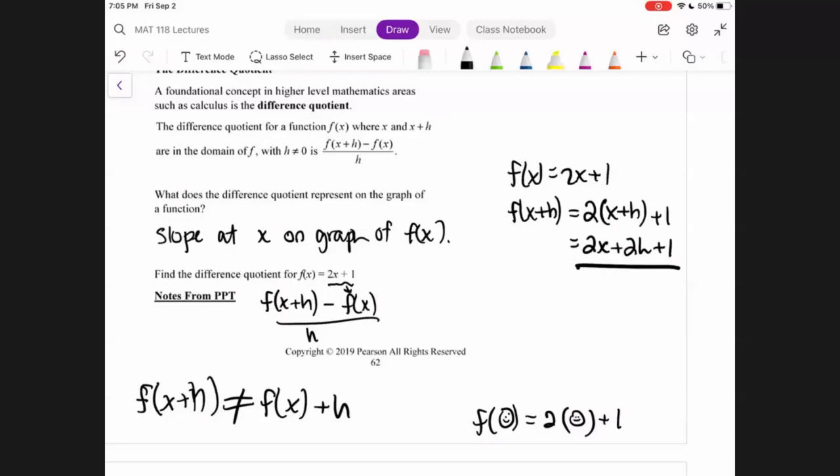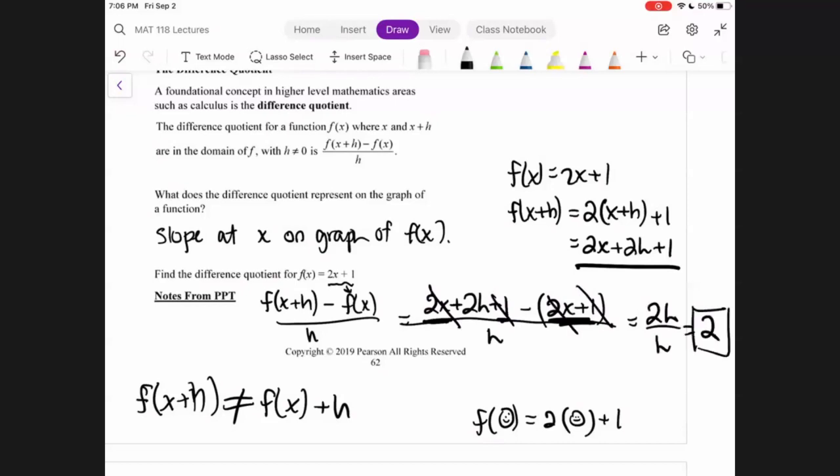So now I have that, I can write my top part. The first part will be 2x plus 2h plus 1, and then I'm going to subtract f of x, which is 2x plus 1, all divided by h. So I have 2x plus 2h plus 1 minus 2x minus 1. I'm subtracting this part, but you'll notice I have that written here, and I have that written here, so those parts will cross out. The only thing left is 2h over h, which simplifies to 2.